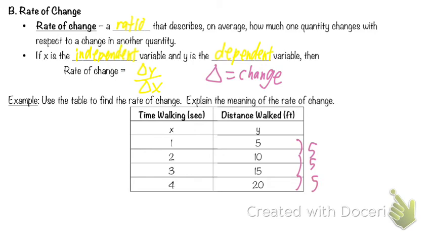Okay, you can say they're each 5 apart. We are adding 5 each time, right? And how much are the x's increasing by every time? 1. Okay, they're each increasing by 1 every time.